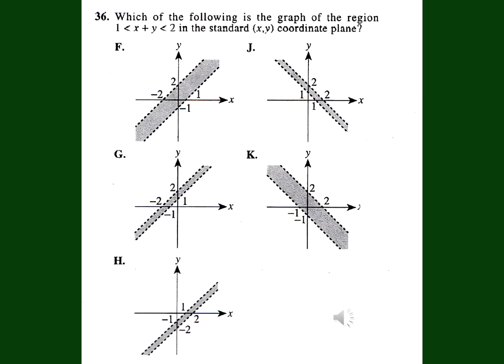Next question, number 36. It says, which of the following is the graph of the region 1 is less than x plus y, which is less than 2, in the standard xy coordinate plane? And you can see that we have 5 different choices, all of which are some dotted lines with an area in the middle that's shaded.